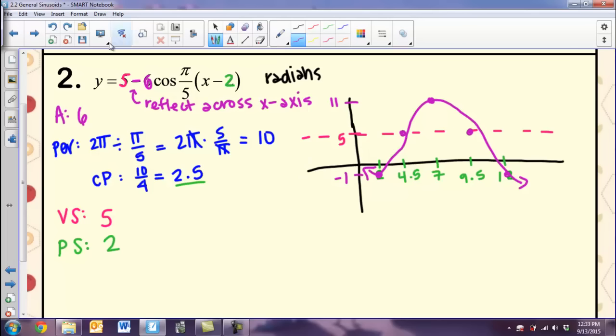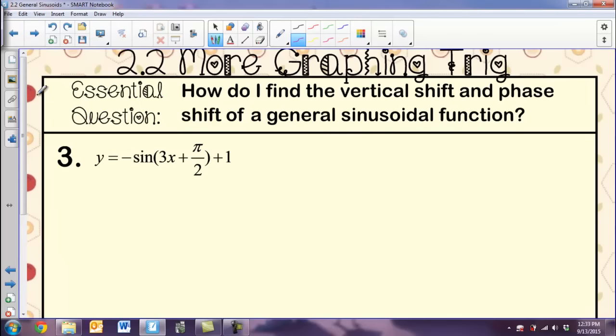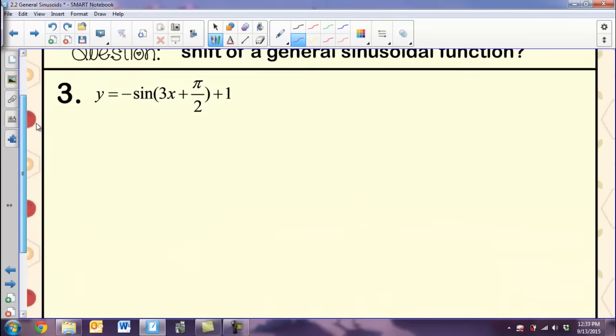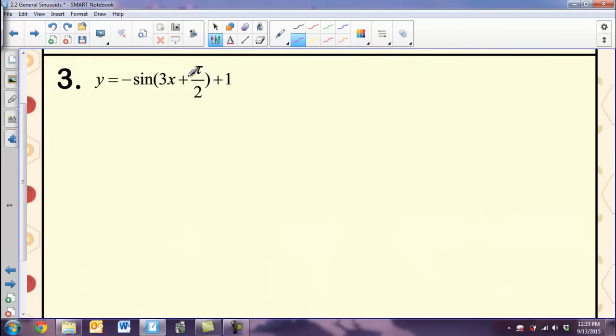And one last example. This one's going to be a sine graph. Y equals negative sine of 3x plus pi over 2 plus 1. So again, I'm going to start by just labeling all the things that I need to know in order to graph this. So my amplitude.